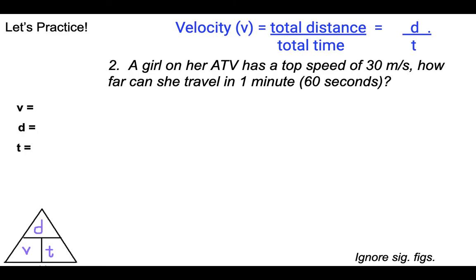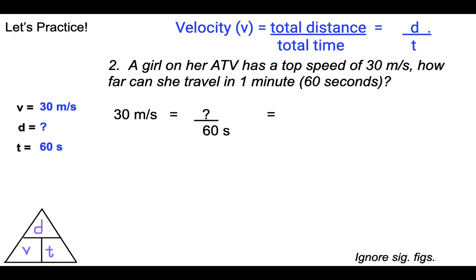Now, as we mentioned, that formula can be written and used different ways. In this problem, a girl on her ATV has a top speed of 30 meters per second. How far can she travel in a minute, or 60 seconds? Well, once again, we've got v, d, and t, and we're trying to figure out a formula. In this problem, it gives us that the velocity is 30 meters per second. The distance is what we're looking for in this problem. How far can she travel? And the time is going to be 60 seconds.